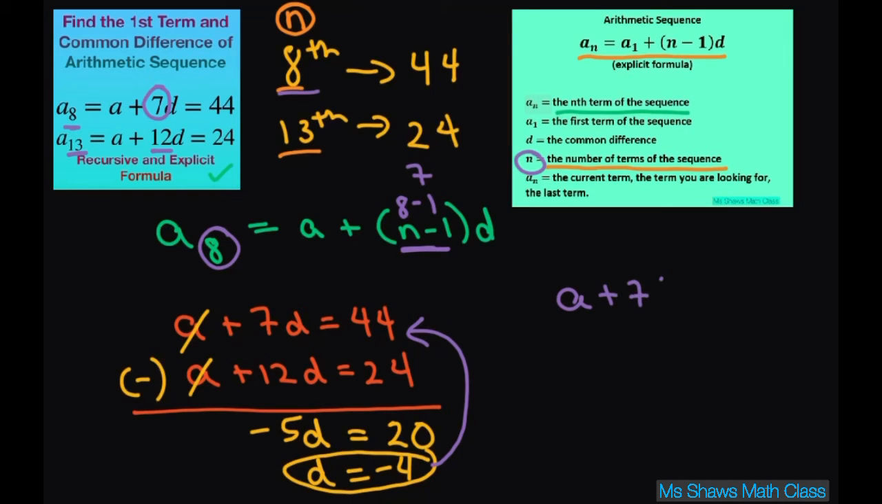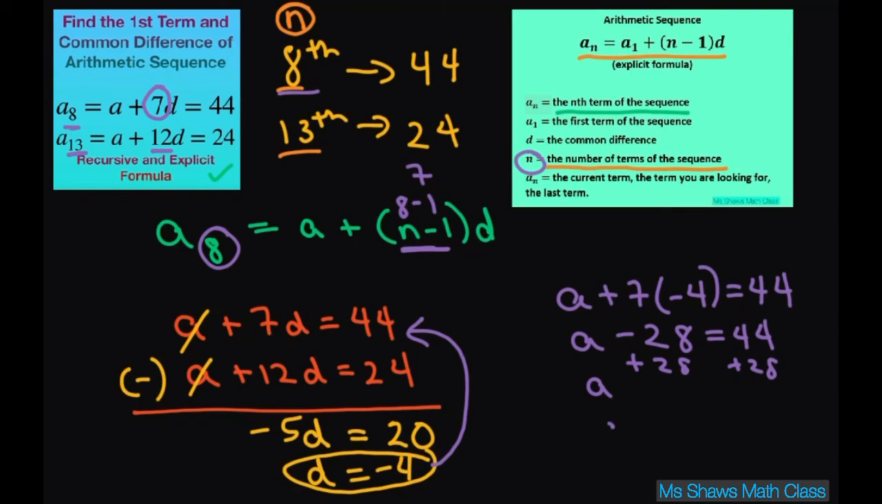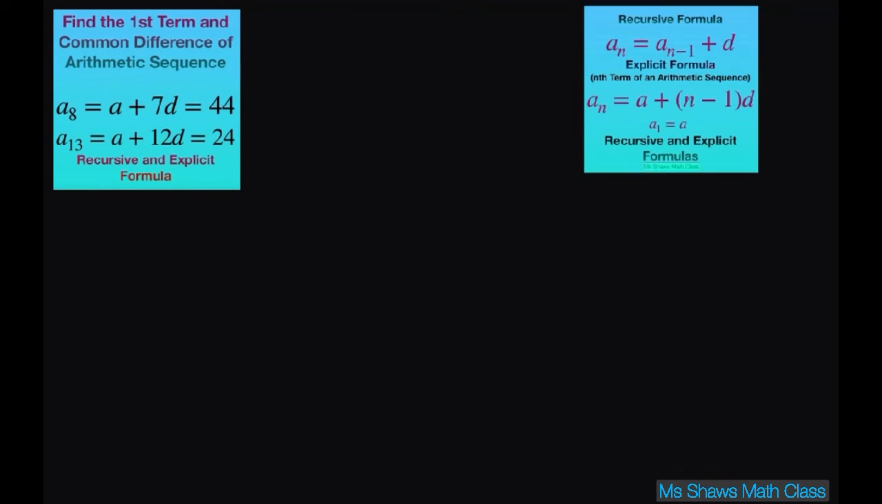a plus 7 times negative 4 equals 44. We're solving for a now because we have our common difference and we need our first term. So add 28 to both sides. So a is going to equal 72. So a is 72 and d is negative 4. I'm just going to double check that.